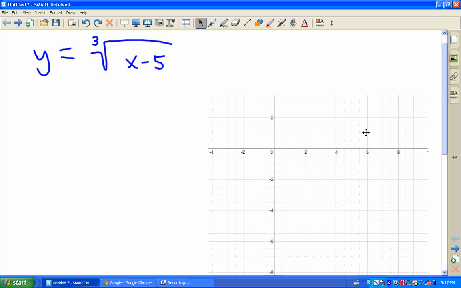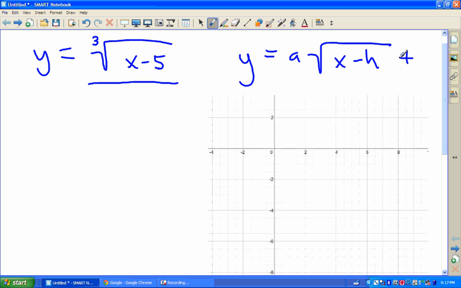Let's take a look at another graphing a cube root problem here. Notice that this one is the cube root of x minus 5. Remember our basic formula, y equals a root of x minus h plus k. What these things tell me is whether it's a square root or a cube root, a determines how wide or how skinny the graph is, right?